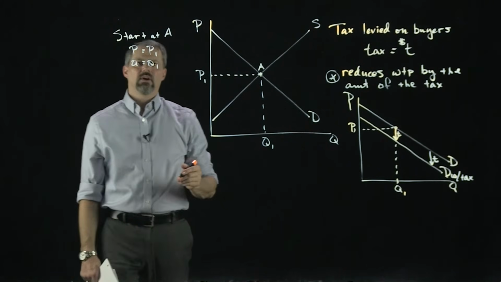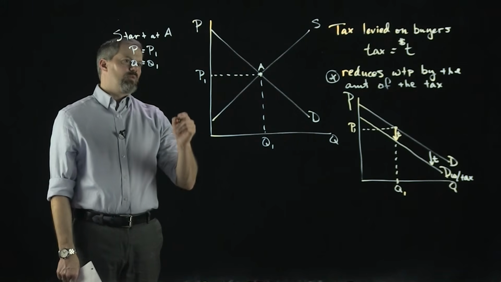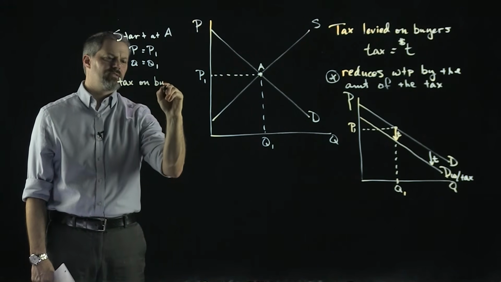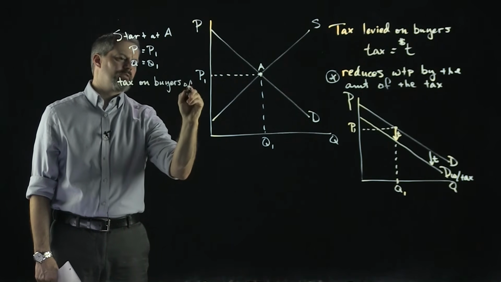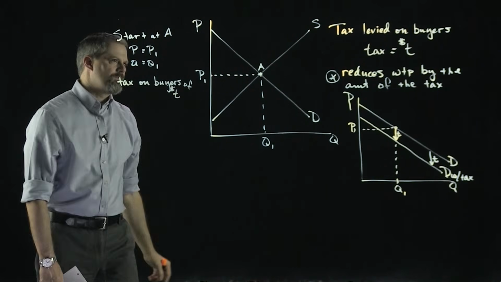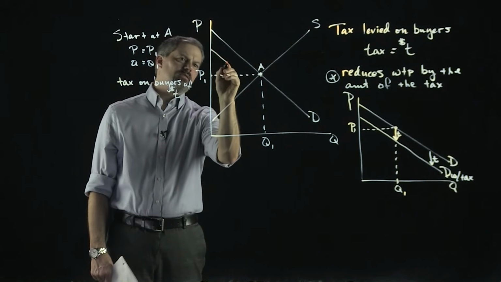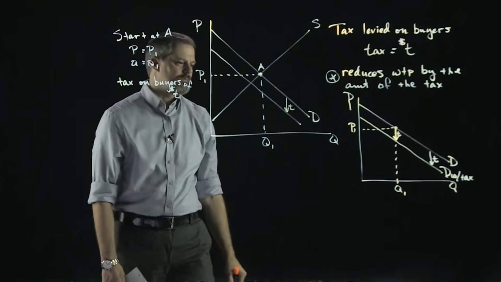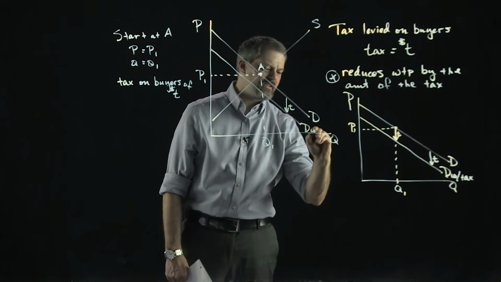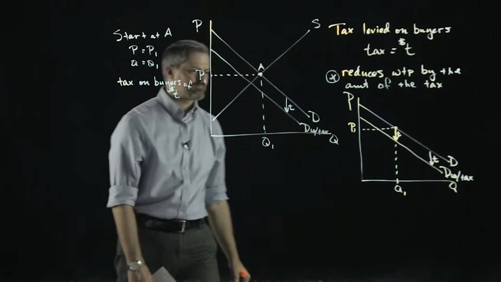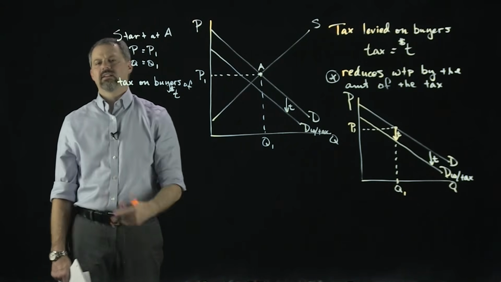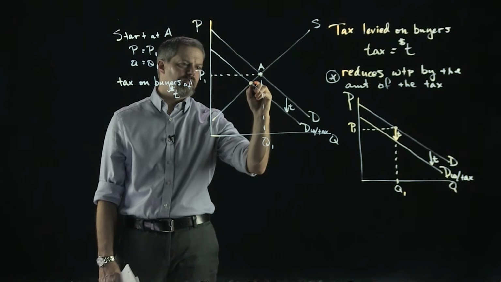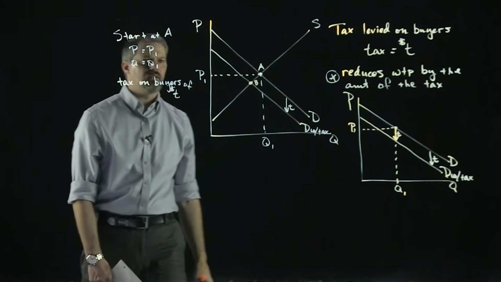And let's suppose that we impose a tax on buyers of $T per unit. That's going to shift the demand curve straight down by $T. Here's the demand curve with the tax. Now let's think about where our new equilibrium is. Our new equilibrium is right down here at point B. All right, there's point B.